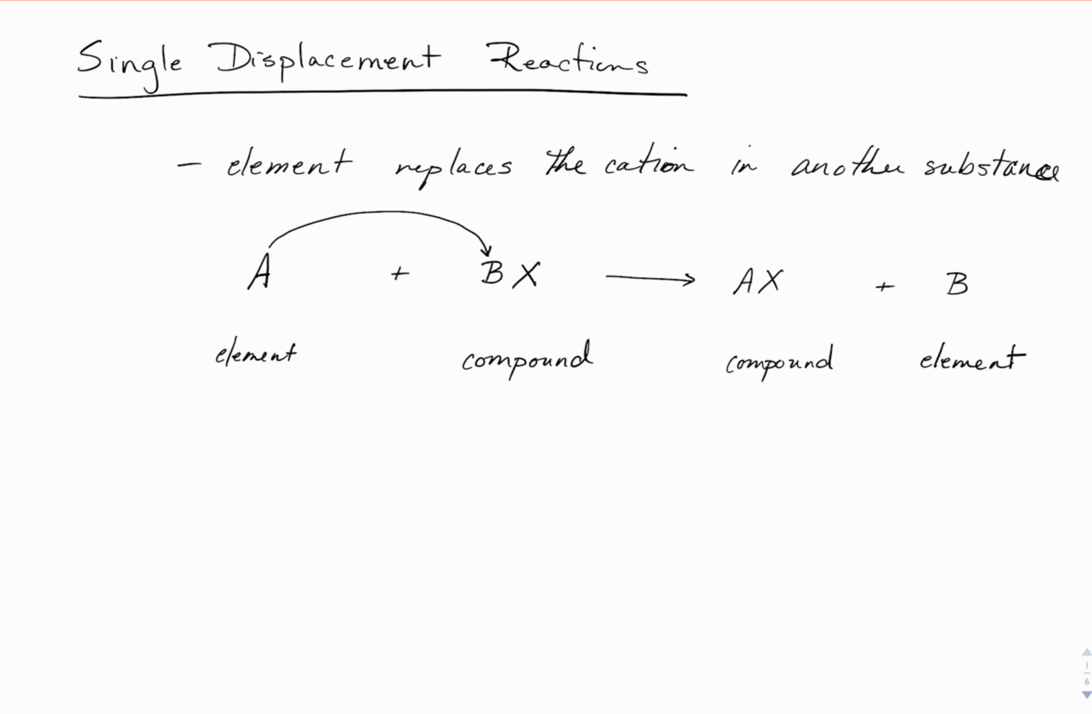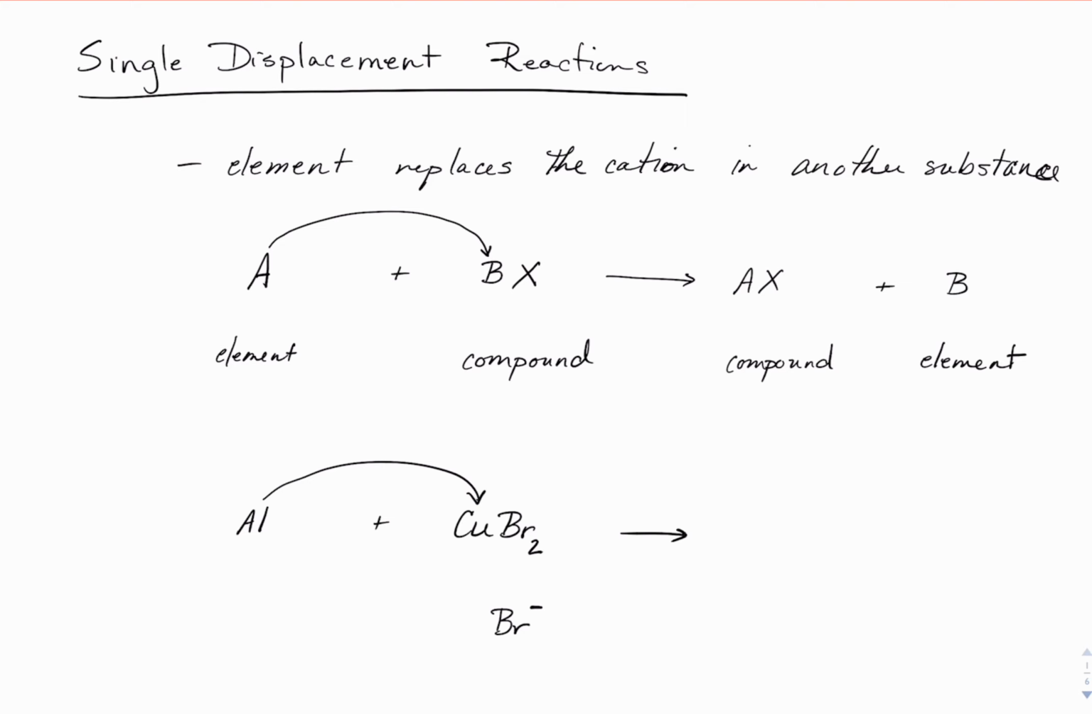An example of this would be something like this. If I had aluminum that reacted with copper II bromide, what would happen is the aluminum would take the place of copper and combine with the anion bromide. Now keep in mind, bromide's anion is Br minus.